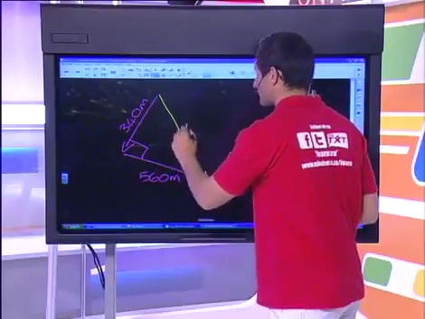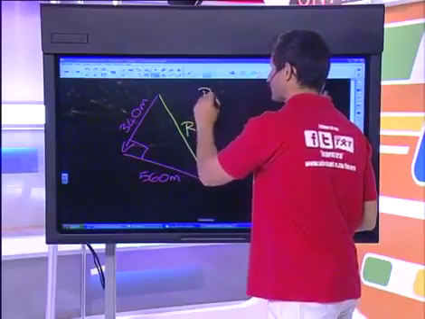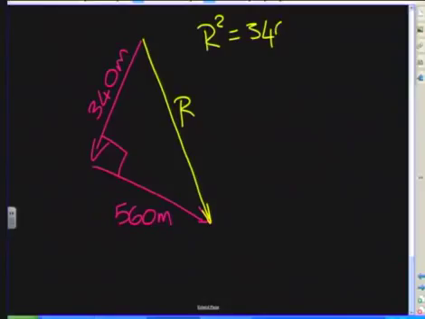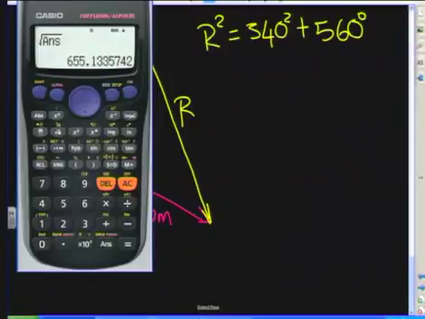So what I'm going to find out is what my resultant is. Now, resultant squared is going to equal 340 squared plus 560 squared, right? And let's actually do this together and find the square root. Okay, and I've actually cheated a little bit. We did this in the break. Okay, so there we go. 340 squared plus 560 squared, and I get an answer over there.